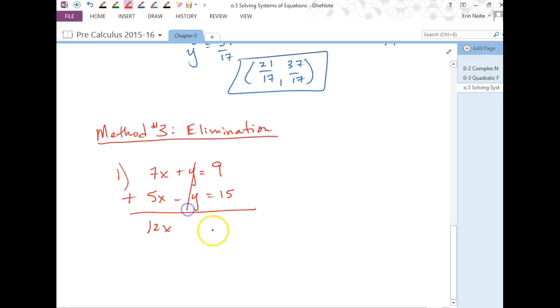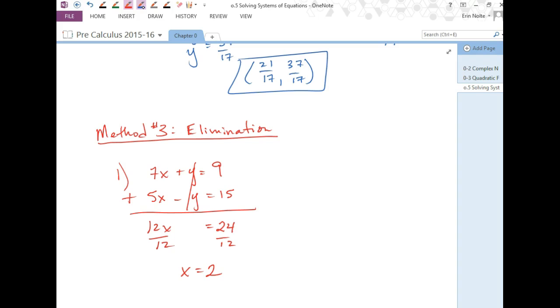12x's. My y's are eliminated, and now I have 9 plus 15. 24. So I can solve this equation. Divide by 12, and x is equal to 2. Okay, so again, I'm not finished. I need a y value. How do I find my y value?